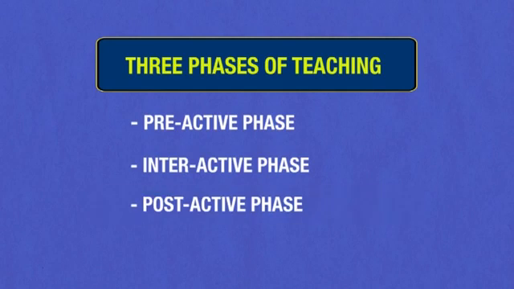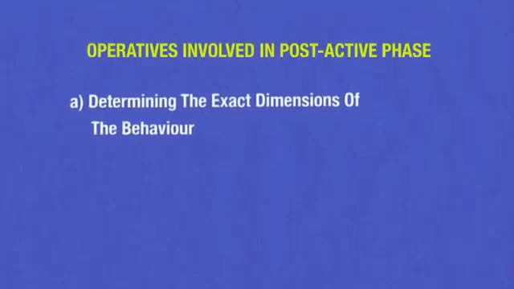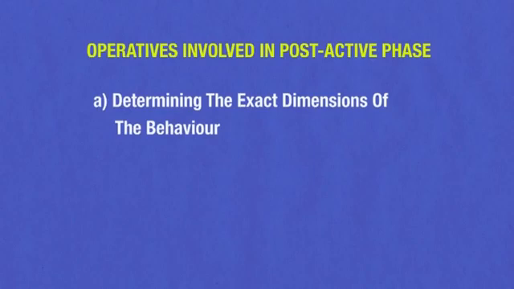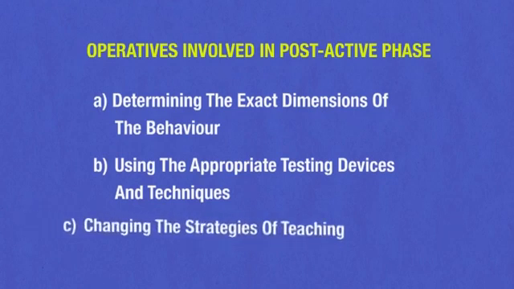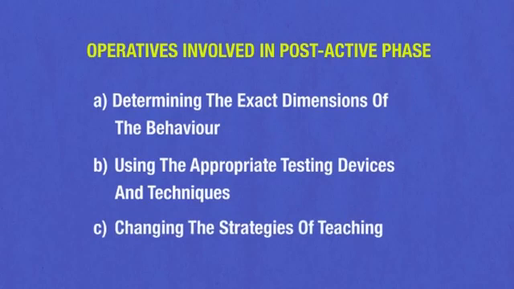Post-active phase. It is a phase of evaluation and follow-up of the operation at the pre-active and the interactive phases. Only after the evaluation, the teacher comes to know whether the objectives are achieved or not. The operations involved in this phase are: A, determining the exact dimensions of the behavior; B, using the appropriate testing devices and techniques; C, changing the strategies of teaching.